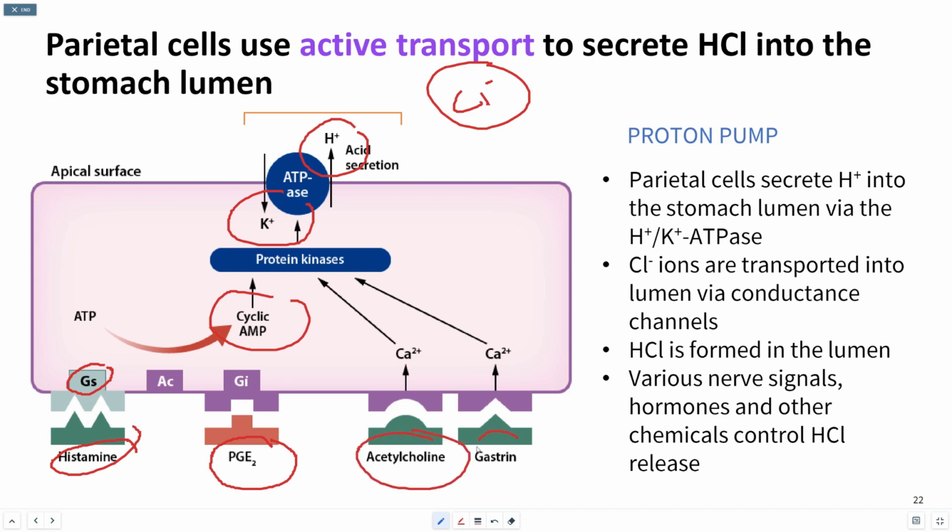Acetylcholine and gastrin are both going to increase calcium, which also will turn on the protein kinases to trigger activity of the ATPase for proton potassium. Therefore, histamine, acetylcholine, and gastrin all favor the production of acid, whereas PGE2 decreases the production of acid.